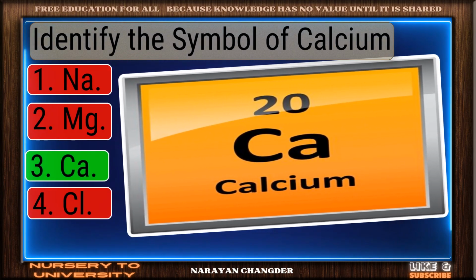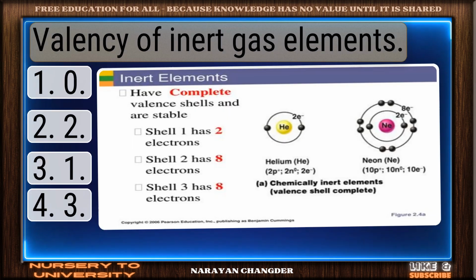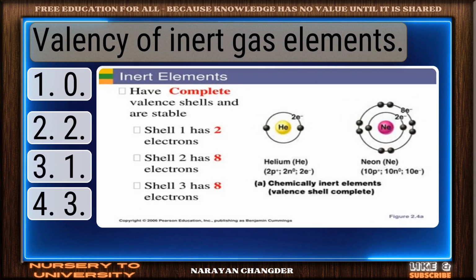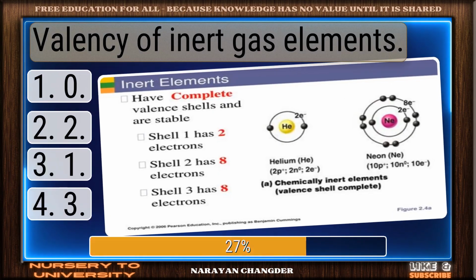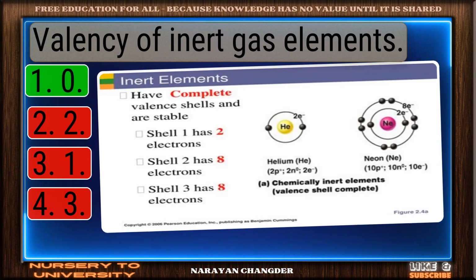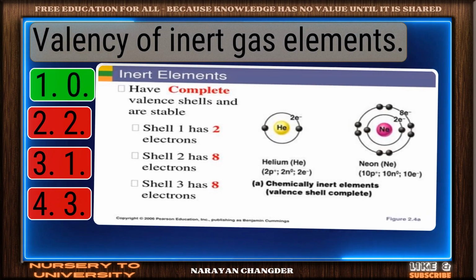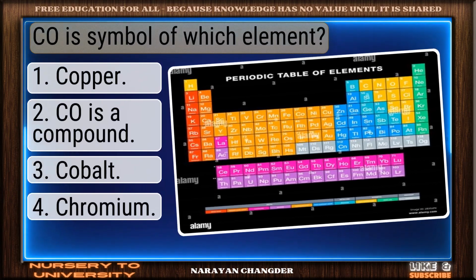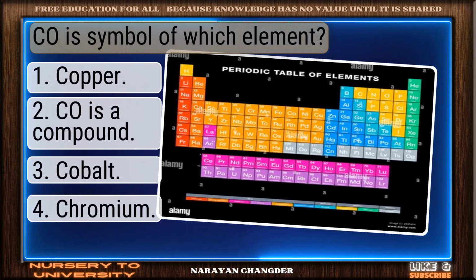Well picked. Ca is the correct answer. Question number 240. Valency of inert gas elements. Great job. Zero is the accurate answer. Question number 241. Co is symbol of which element?